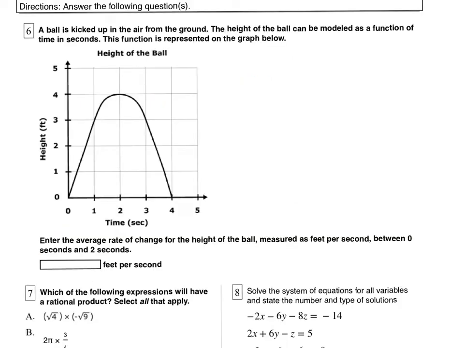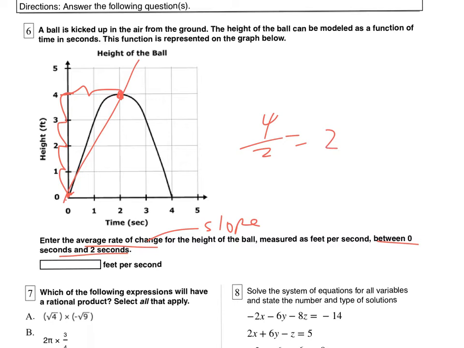All right, next up, number 6. So they ask us for the average rate of change here between 0 and 2 seconds. On the graph, I would just plot those points. So 0 seconds and 2 seconds would be there and there. And then average rate of change, of course, just means the slope between those 2 points. So I would just count the rise over run. So it's up 4 and over 2. I see that it would be a positive slope if I connected those, and so that positive slope is 2. So that's my answer there.